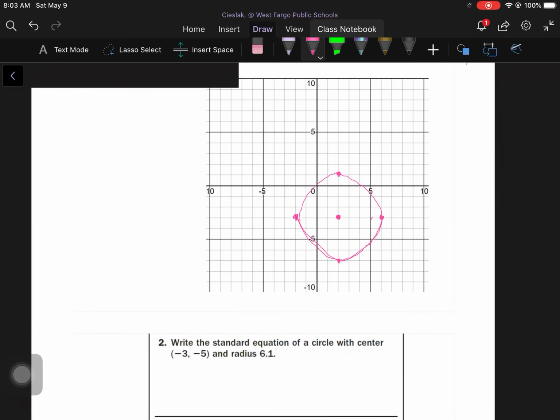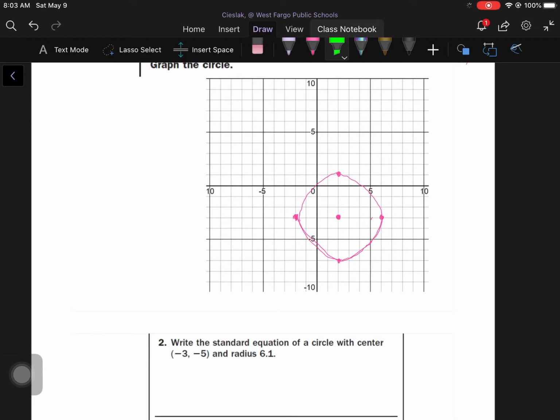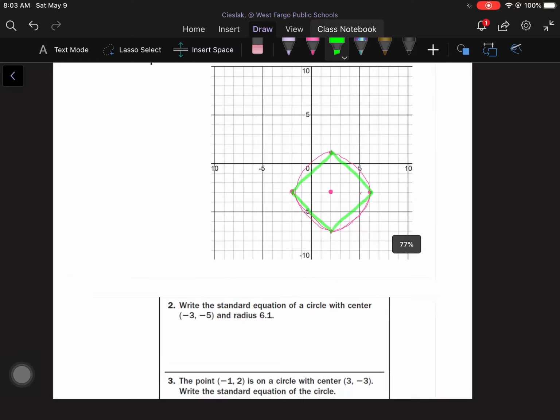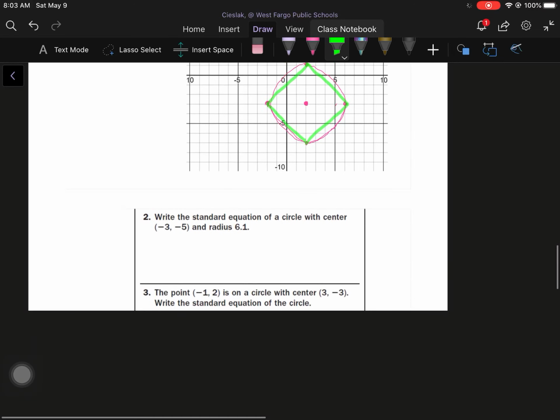I do not want to see, because this is what a lot of kids will do, is they'll just draw straight lines like this, and then you end up with a diamond. If you do that, I'm going to mark it wrong. Do your best to make it look like a circle. Okay, it doesn't have to be perfect, just don't make it straight lines.